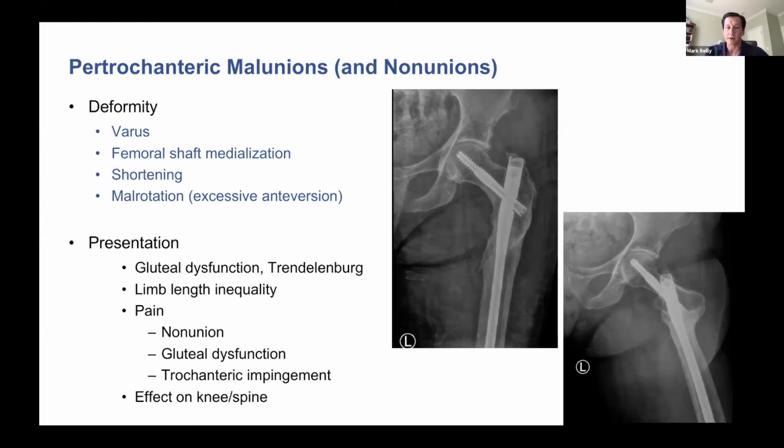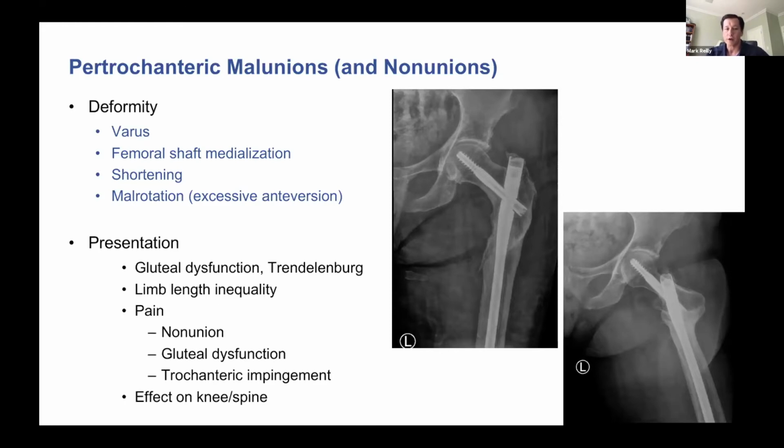I'm not going to spend a lot of time talking about rotation at all because that's the subject of our next talk from Dr. Miranda. The patients will usually present with a limp. They'll be complaining of gluteal dysfunction and weakness from the high riding greater trochanter, resulting in a Trendelenburg gait. They'll tell you they have a limb length inequality on the malunited or non-united side, and they will typically have pain, particularly if they have a non-union, but they can also get abductor-related fatigue pain from the gluteal dysfunction.